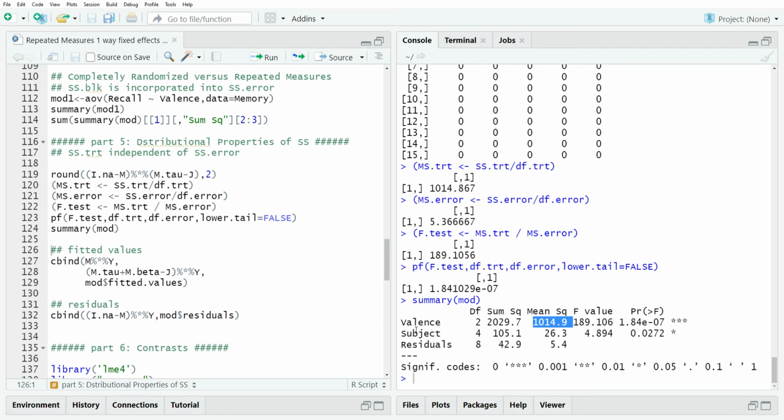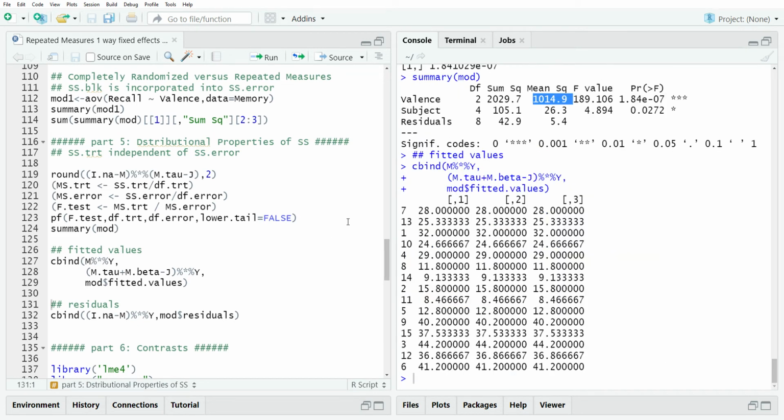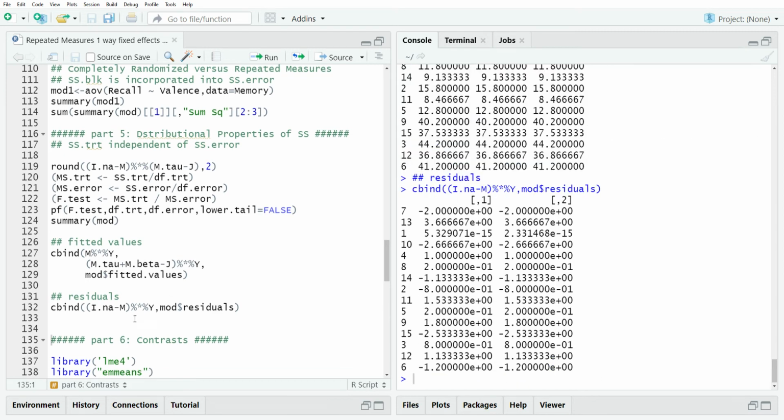And we're not interested in the subject effect. Plus, this is treated, assuming it's a fixed constant in this design, so it's not exactly correct. Now, the fitted values, M times y, or M tau plus M beta minus J times y, or just grab the fitted values from the model. I just put them in columns side by side, and notice that they're all 100% the same. The residuals, I minus M y, or just grab the residuals from the model, and notice that those are all the same.